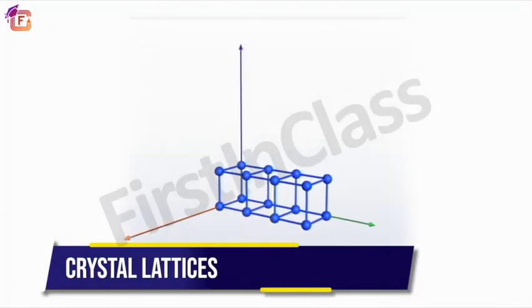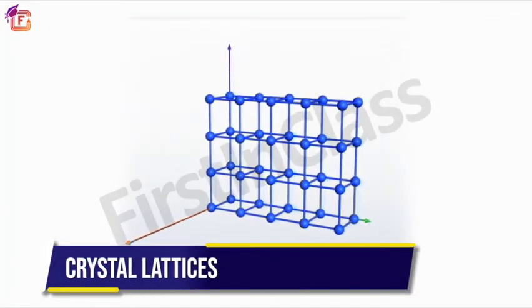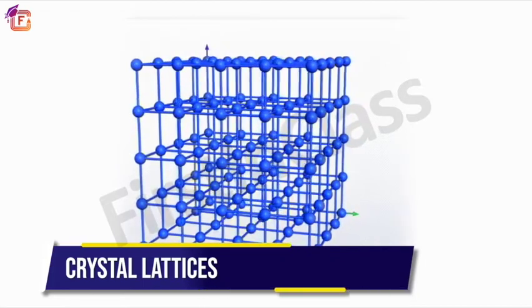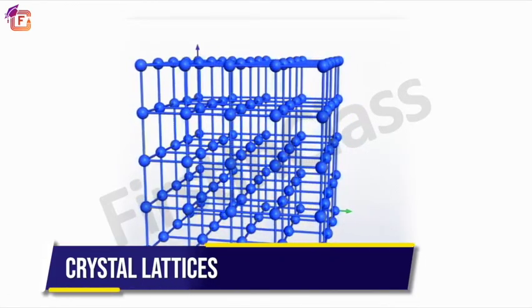So a crystal lattice, which is also known as space lattice, is the three-dimensional regular arrangement of points in space. Let's clear this concept by taking a hypothetical example, as this term is very important and we are going to use this in the whole chapter.